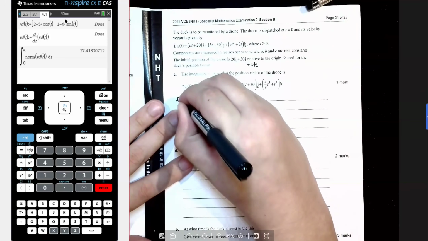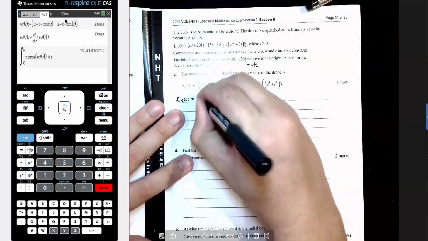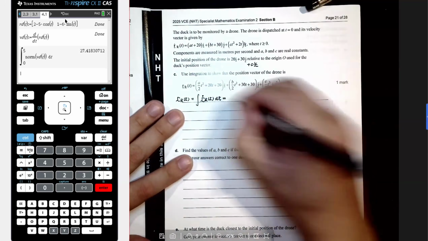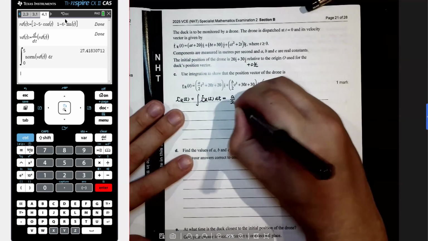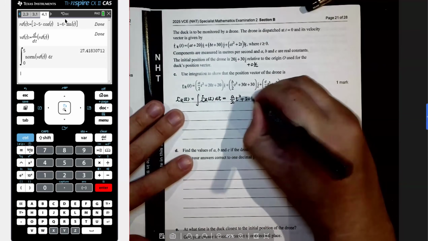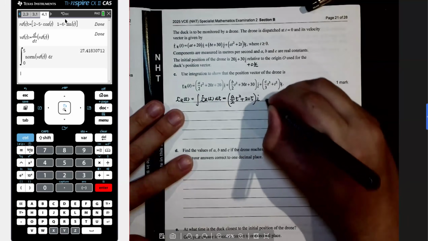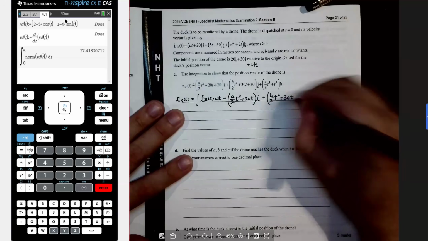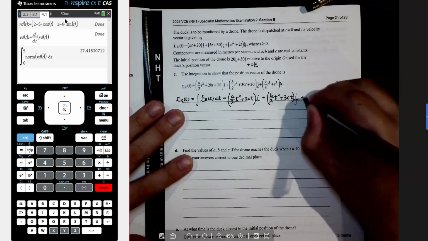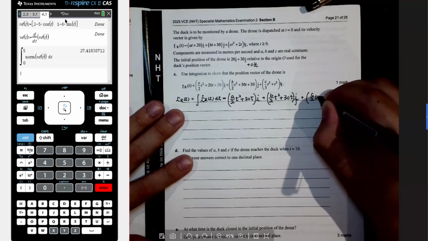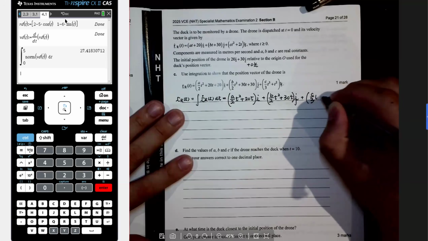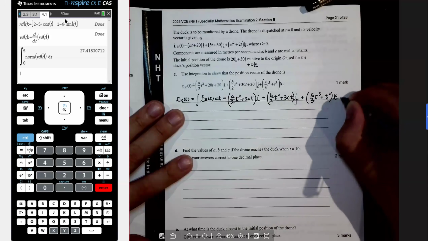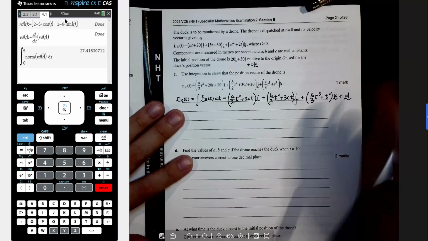So first of all, you're gonna get capital R(t) equals the integral of R dot (t) dt. So for each component you get A over 2 t squared plus 20t, put an i here, plus B over 2 t squared plus 30t, put a j here, and plus C on 2. Actually, it's not C on 2, it's C on 3, because it's going to be t to the power 3, plus t squared, times k. Add an integration constant, let's call it d.